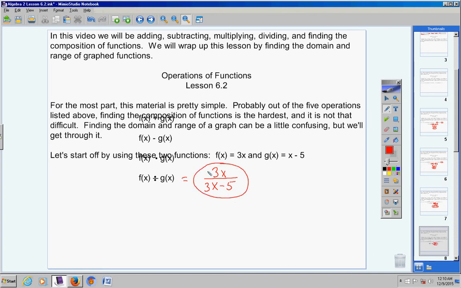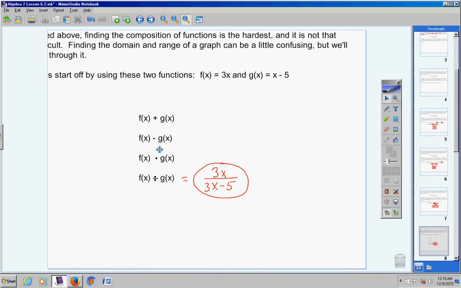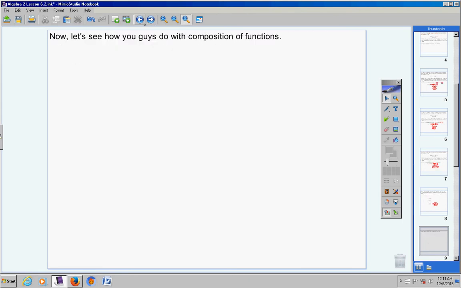Not too difficult, okay? So, like I mentioned to you, adding, subtracting, multiplying, and dividing is really pretty simple, okay? So that's not too bad. But now, let's see how you guys do with composition of functions, okay? It's going to get a little more difficult now. So, get your thinking caps on, be ready to pay attention, take some good notes, and here we go.